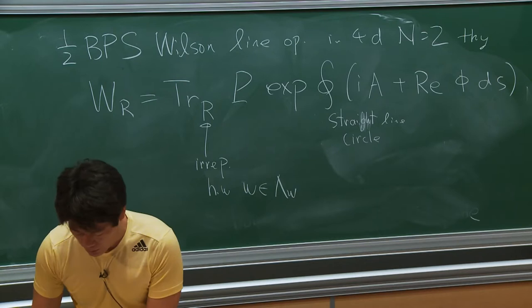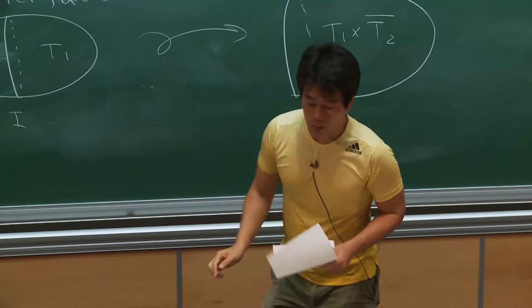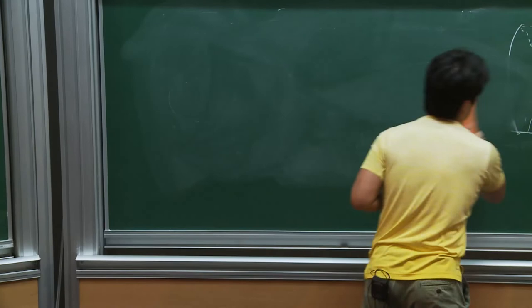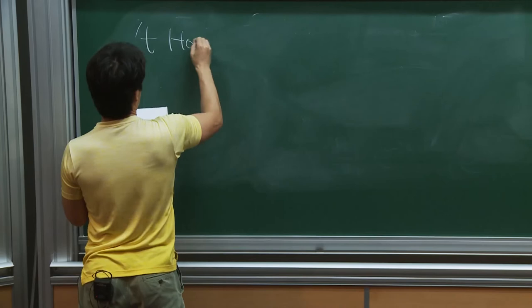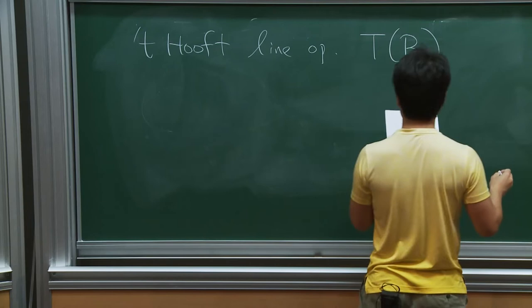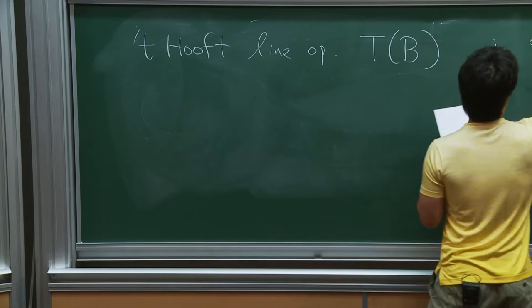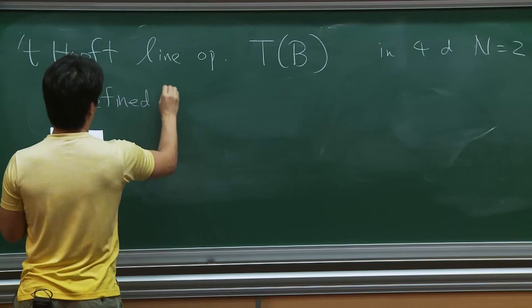And now you can try to consider the magnetic dual of this operator. And so the magnetic dual would be a monopole. And so we should consider an infinitely heavy magnetic monopole that propagates along a contour in spacetime. And that's the 't Hooft line operator, which I denote by T of B. So B is the magnetic charge I'm going to explain. Yeah, so this is an infinitely heavy magnetic monopole. And this is defined by singular boundary condition.